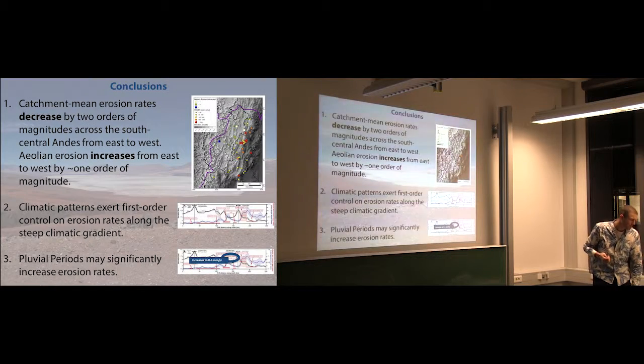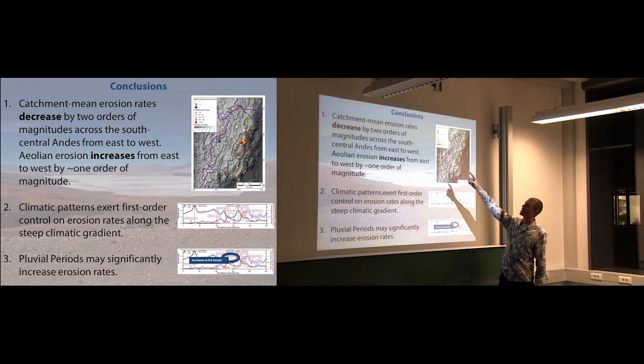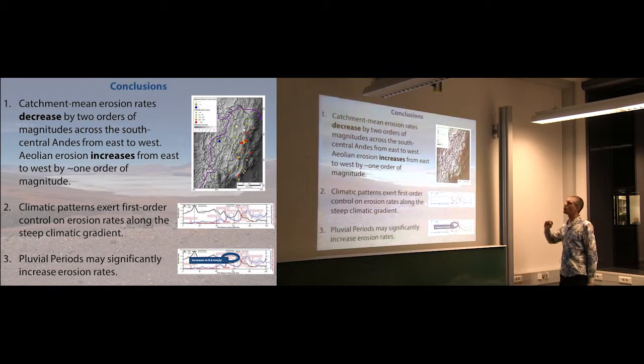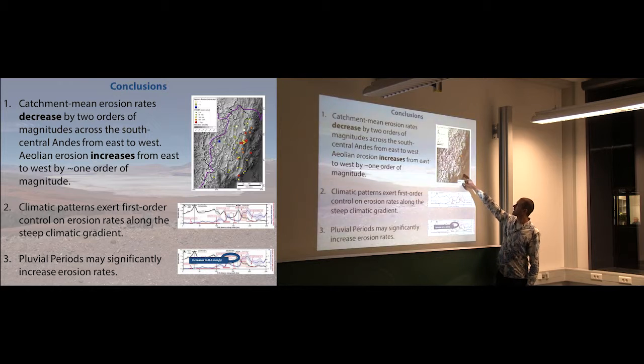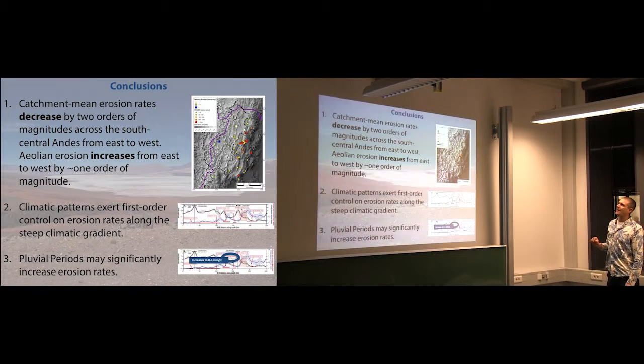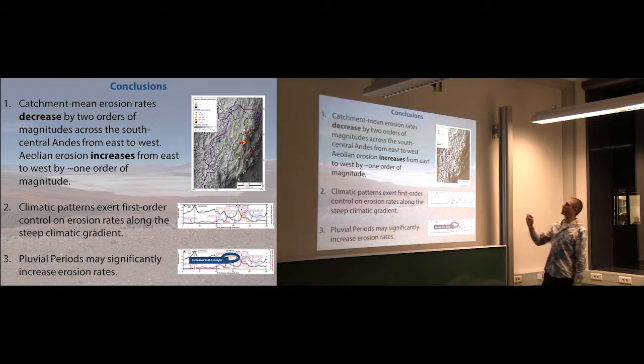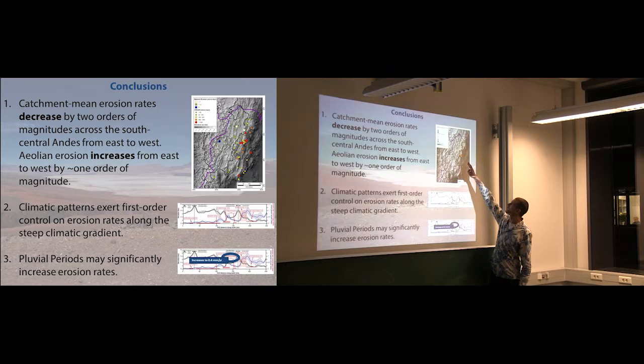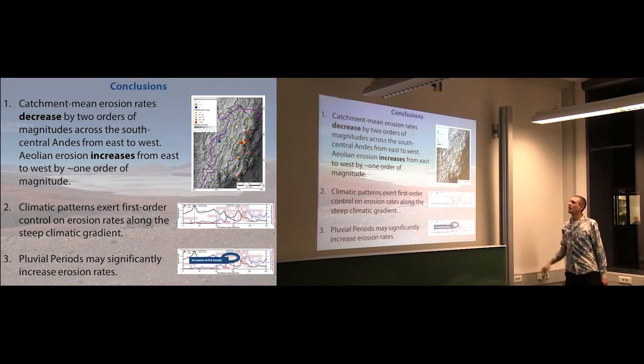So let me wrap it up here by pointing out that the catchment mean erosion rates decrease by 2 orders of magnitude across the south central Andes from east to west. In other words, we go from roughly 2 millimeters per year to 0.02 millimeters per year in the central Puna. In contrast, the wind erosion increases from east to west by 1 order of magnitude. So we have wind erosion rates that are much less than 1 micrometer per year to 20 micrometers and more in the central Puna.